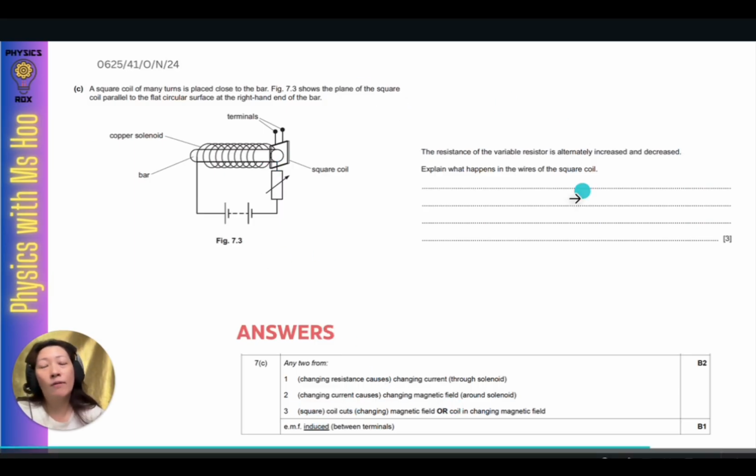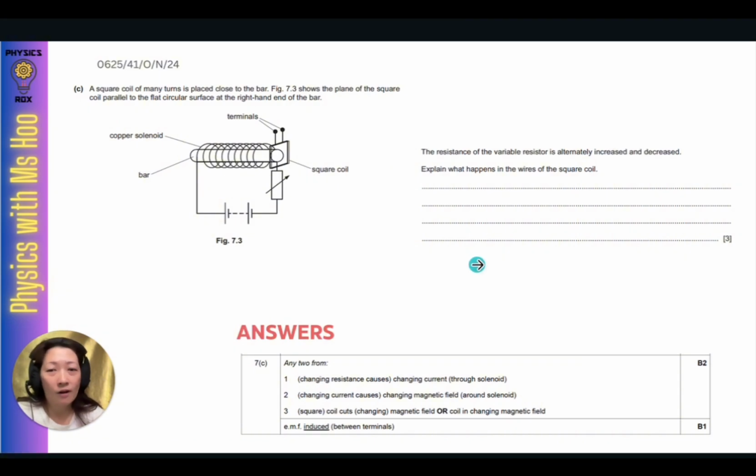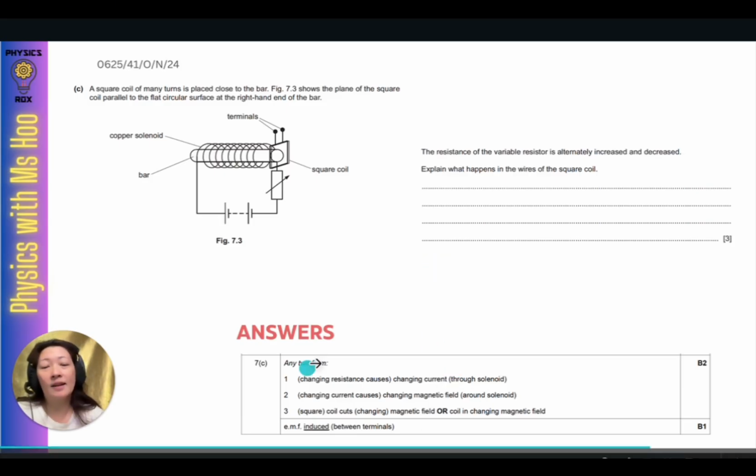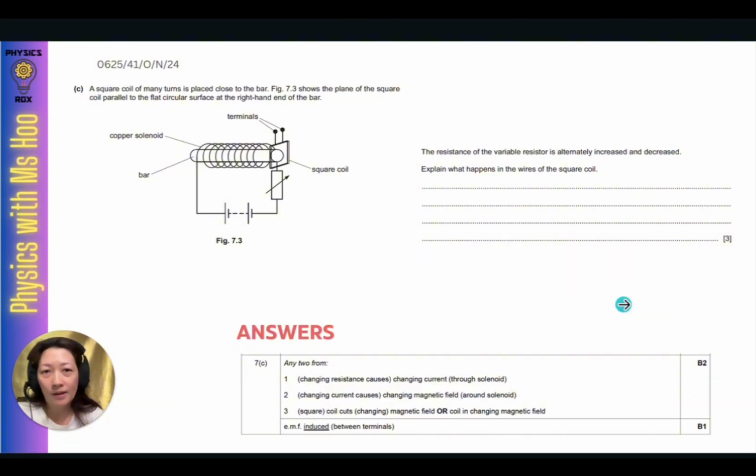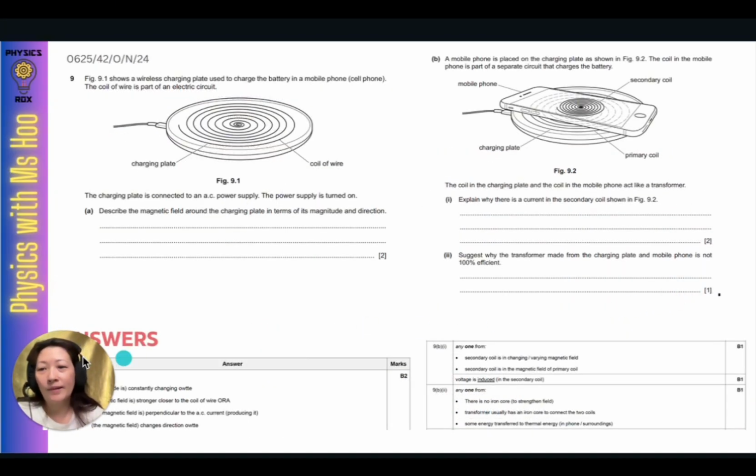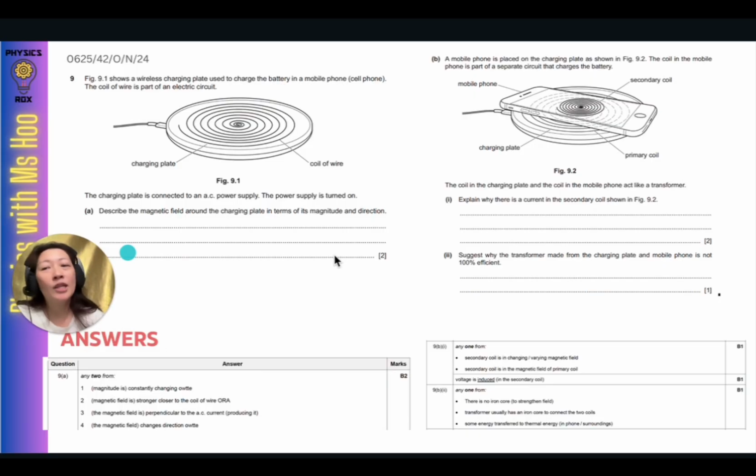So although they don't explicitly say that this is a transformer, the behavior of this setup mimics that of a transformer, which is why the answers in the mark scheme here is based on the operating principle of a simple transformer. Here's one more example. This is taken from the Winter 2024 Variant 2 paper.